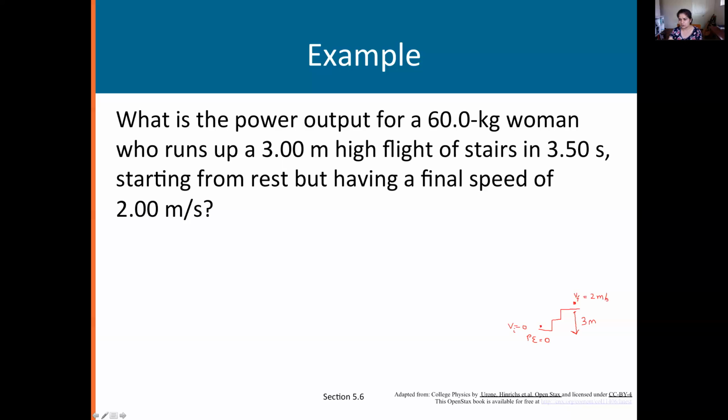Which means what's our potential energy here? Our final potential energy is given by mgh, right? So her mass times gravity times the height gain, which is 3 meters, yeah? What is the kinetic energy here? Well, she starts from 0, so her kinetic energy is 0 at the start.